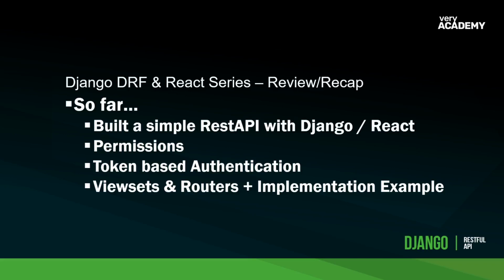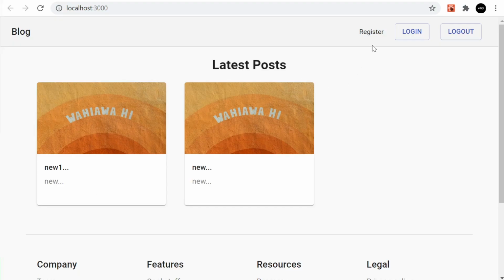So far in this series, we built a simple RESTful API with Django and also the React front end. In the second tutorial, we looked at permissions and how we could apply them. And then in the last tutorial, we looked at token-based authentication. So we pretty much built a system from the ground up using token-based authentication, and what we ended up with is a whole system where we could register, log in and log out.